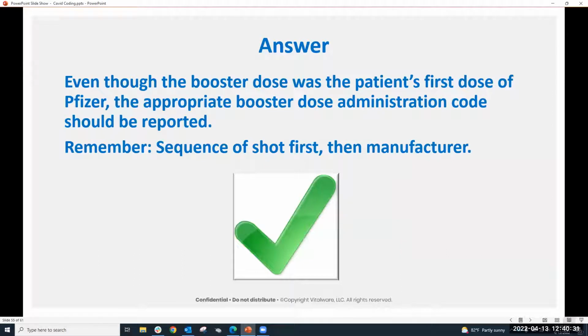Okay, so even though the booster dose was the patient's first dose of a Pfizer formulation, the appropriate booster dose administration code should be used. So the Pfizer booster dose code should be used. Just remember the sequence of the shot first, then the manufacturer. So you always need to go with what sequence is being given first before you worry about the manufacturer.